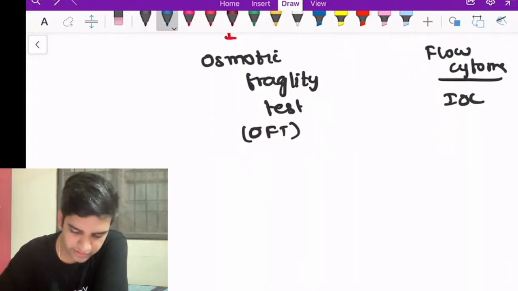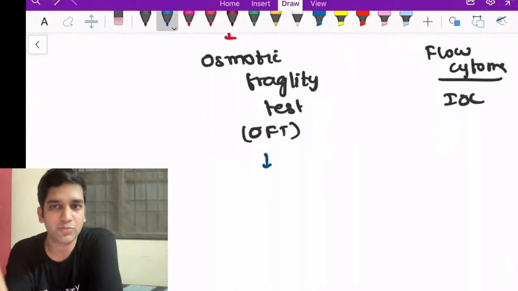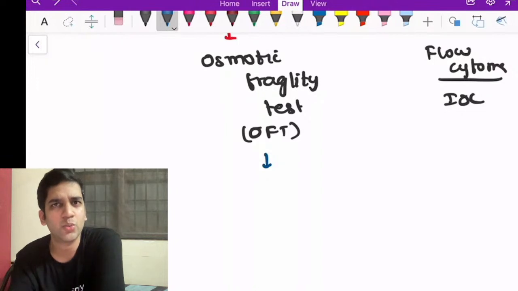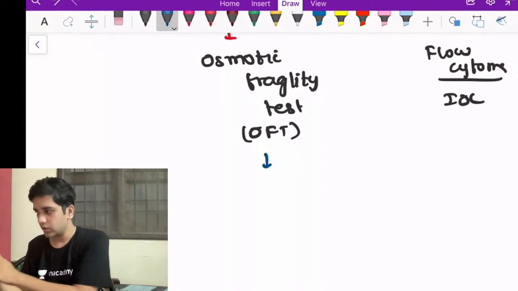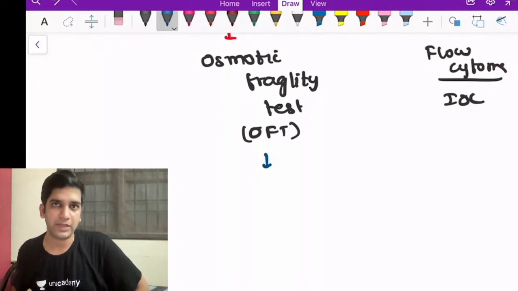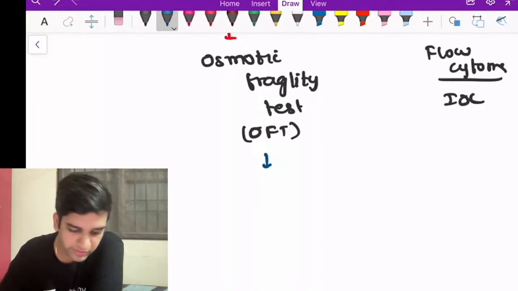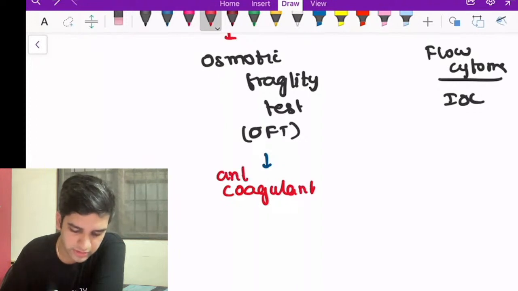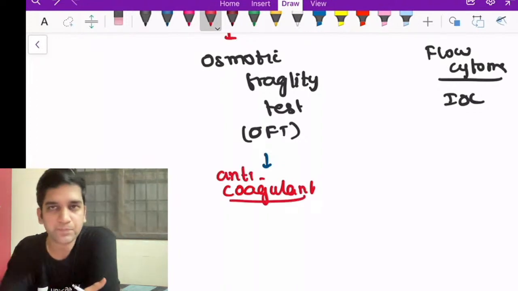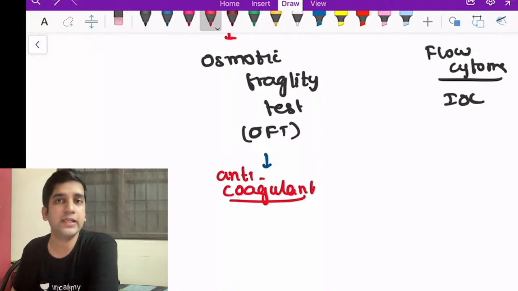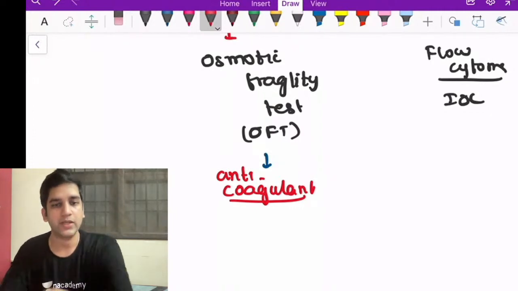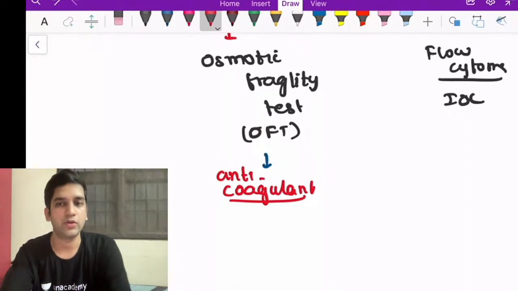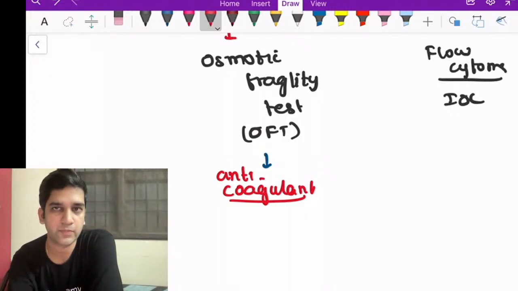For the osmotic fragility test, the concept is simple osmosis. That's all. Normal osmosis, where you have a hypotonic solution, the fluid moves from one compartment to the other. There are a few prerequisites. What do you think is the anticoagulant useful for the osmotic fragility test? That's an MCQ which came once. I cannot do that in routine EDTA blood. I need a special anticoagulant.